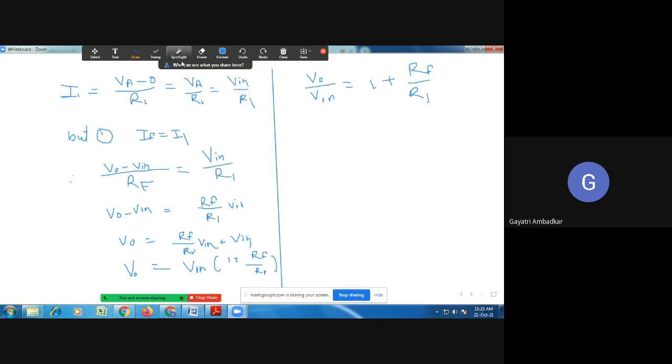So what is the gain of op-amp in non-inverting configuration? 1 plus RF by R1.